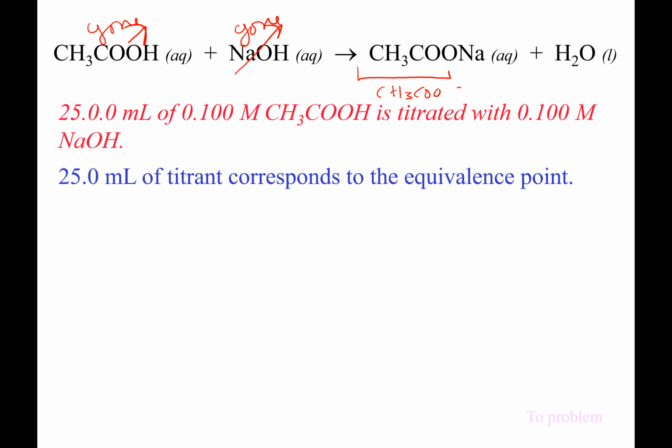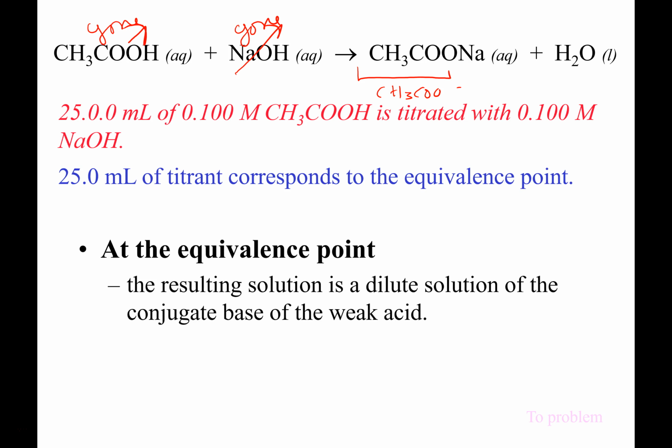Okay, so what I just put on the board, you're going to see here in a minute too. But all the reactants are used up. That's by definition what an equivalence point is. And we have an acetate that is actually doing this with water to make it basic. So the resulting solution is a dilute solution of the conjugate base of a weak acid. Conjugate base, weak acid. So the pH should be higher than 7. So let's do some work and see what that looks like.